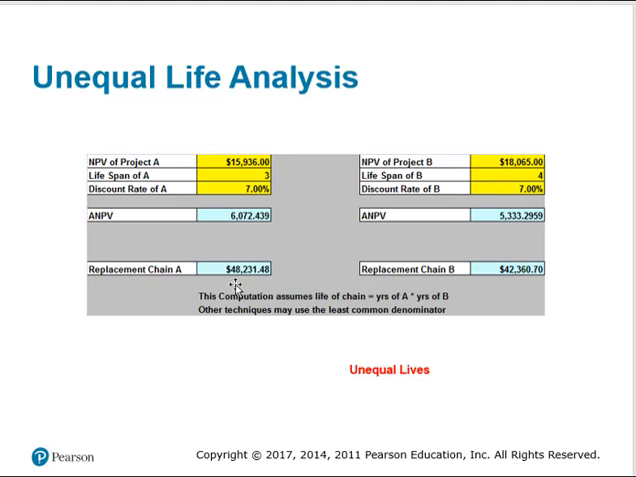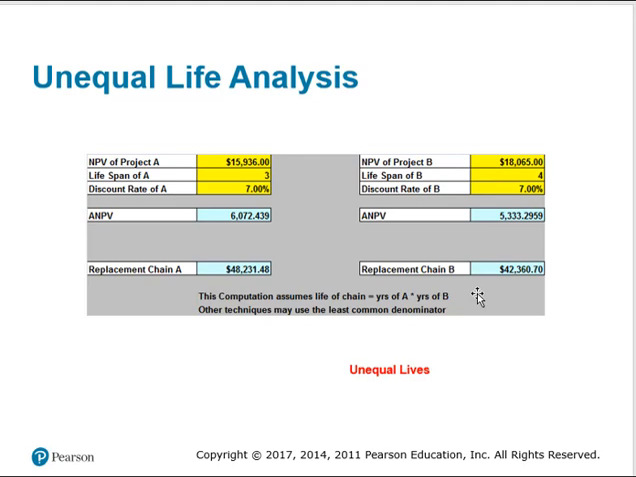Ultimately, then we would end up getting $48,000 as the chain value for A, and $42,000 as the chain value for doing B. So again, these two techniques are used when we have two pretty much mutually exclusive projects that are different in their quality, which also makes them different in their lifespan.